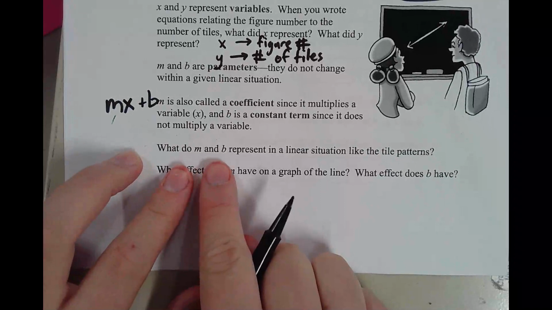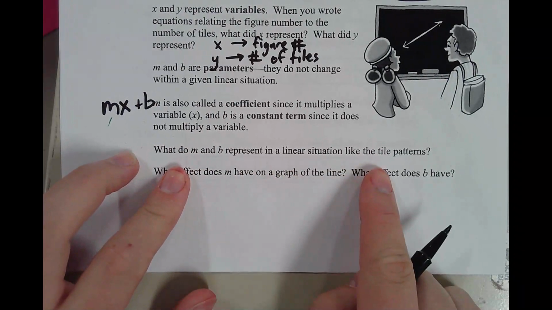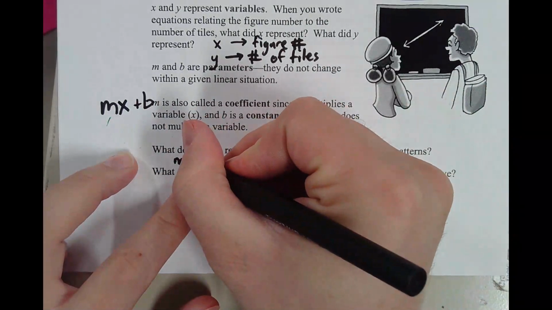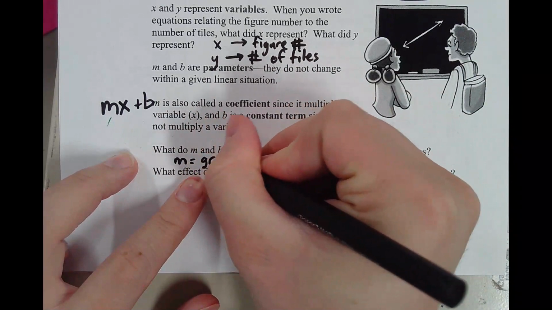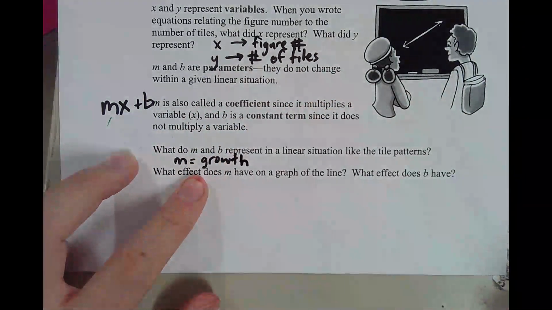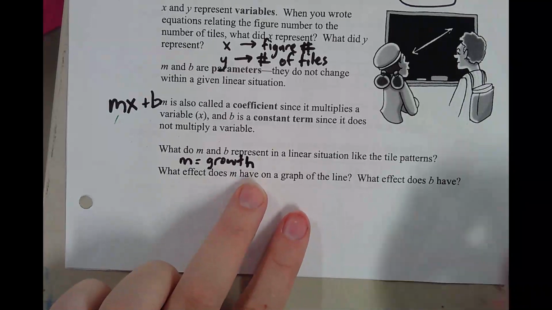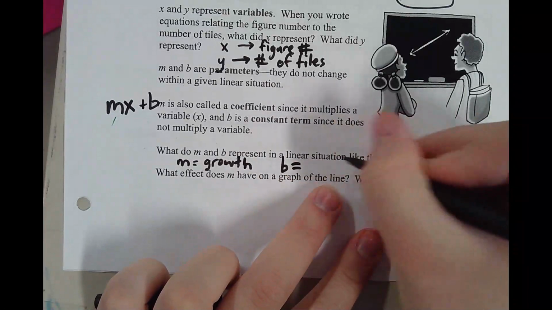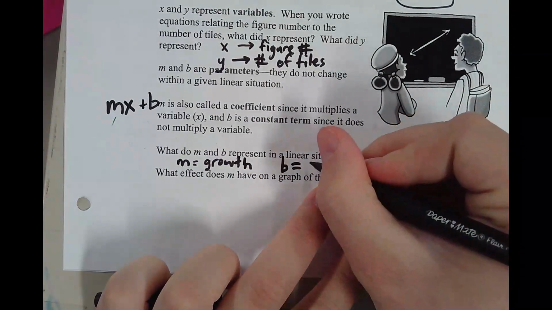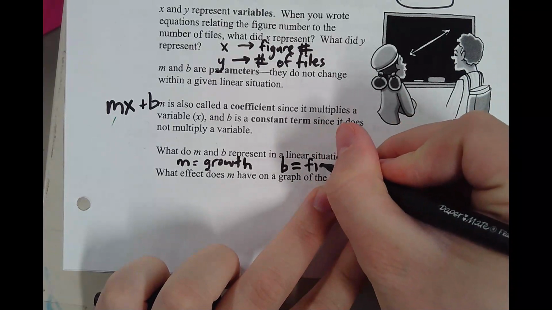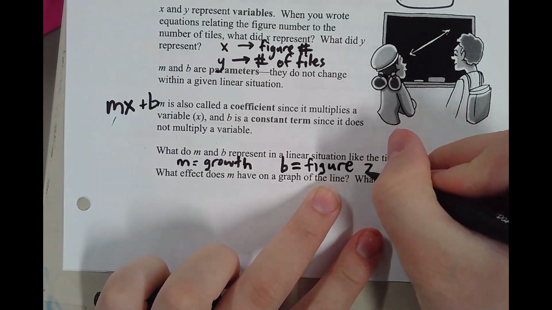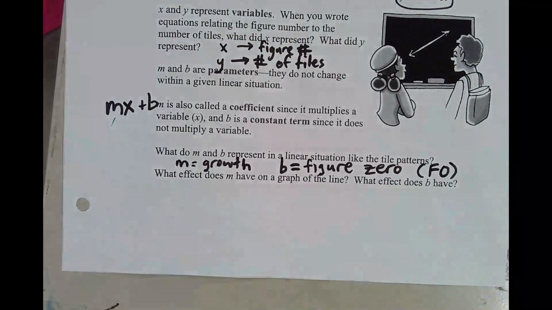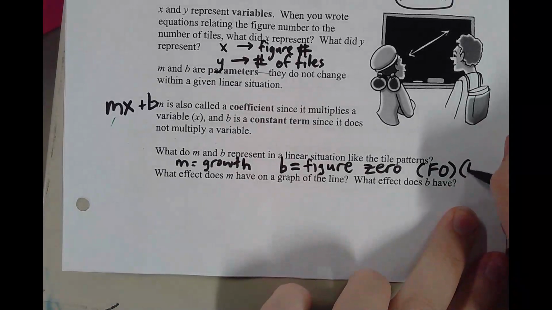Next question. What do m and b represent in a linear situation like the tile patterns? M in tile patterns represents growth. Your slope, of course. M is slope, which is growth. And b, check your work on this one. For tile patterns, was it starting value? Was it the y-intercept? Yes, it was actually called figure 0, which a lot of people like to write down as F0 for short, or fig 0.